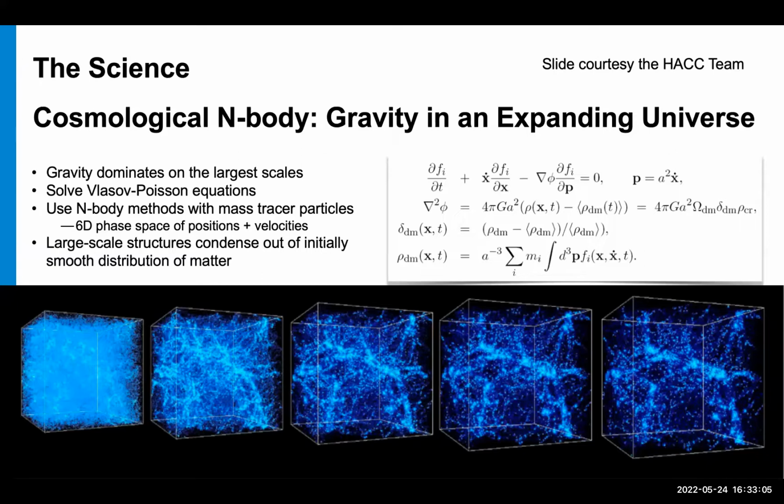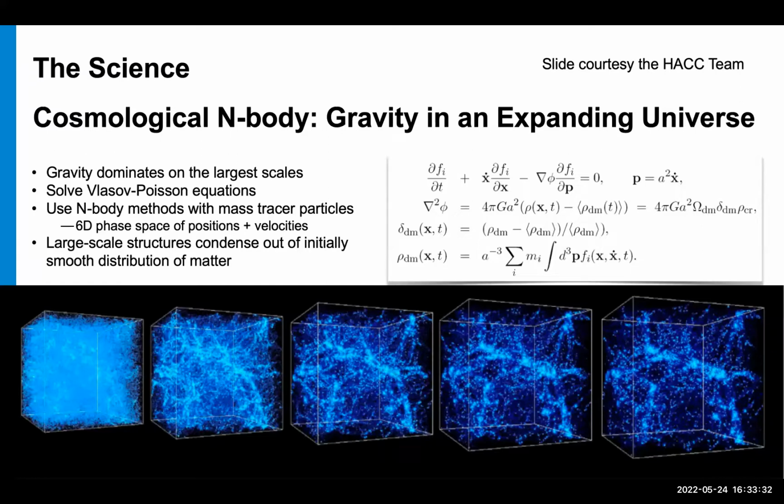And it's actually a rather compact set of equations to solve. So it's the Poisson equations, which are all listed to the right. That's basically what we're solving. And in order to solve these, we use n-body methods with mass tracer particles. Basically, we have a 6D phase space of 3D positions and velocities for each particle. And n-body methods work really well for tracing the evolution of this structure.